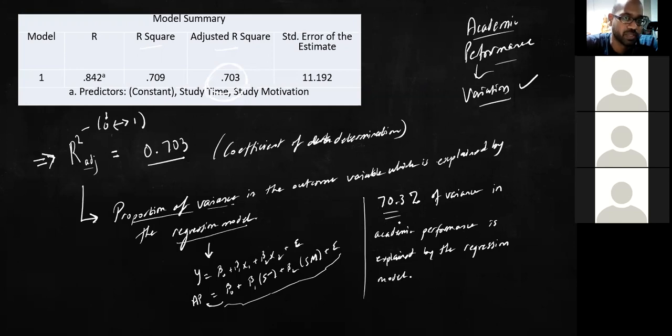Okay, 70.3% of variance in academic performance, the outcome variable, is explained by the regression model. And that's the first thing you want to interpret. That's the first thing you want to report if you're writing any kind of report. When it comes to the full interpretation, that's the first statement you will want to write, but then you need to proceed and elaborate on that. So 70.3% of variance is explained by the regression model. Is it good? Is it not good? Is it good enough? Is it what we expected, or did we expect more?